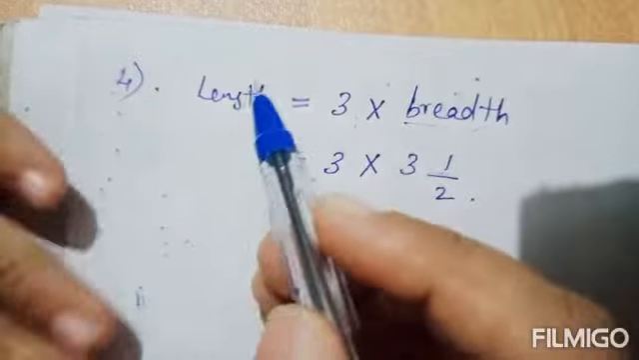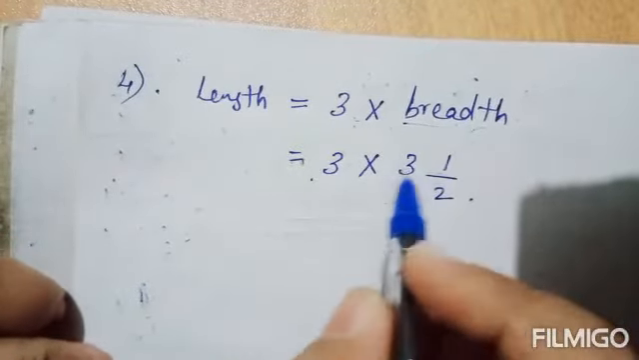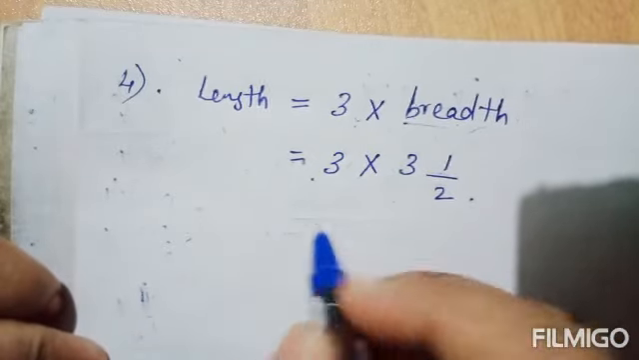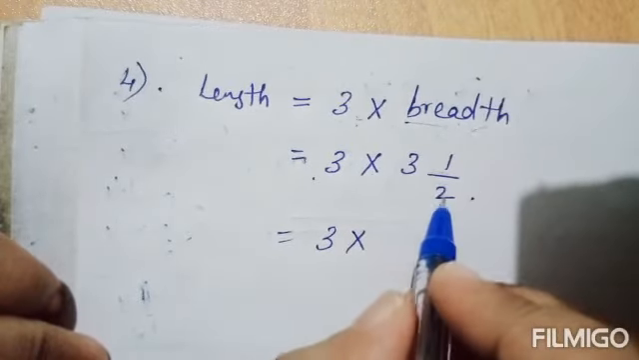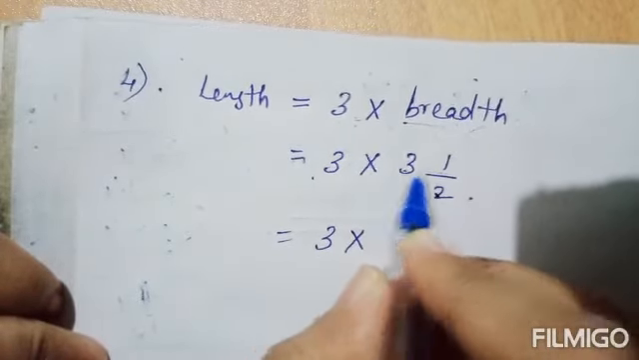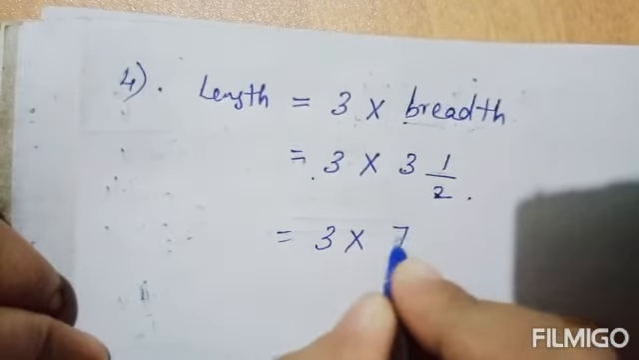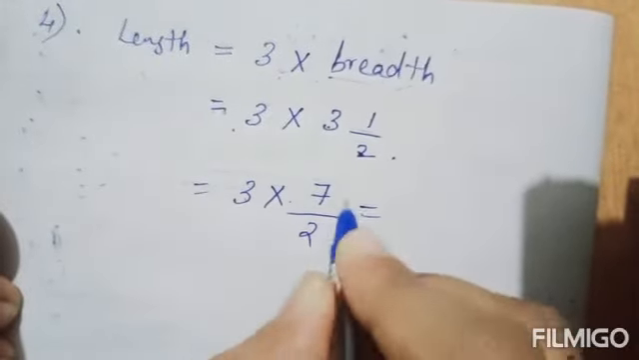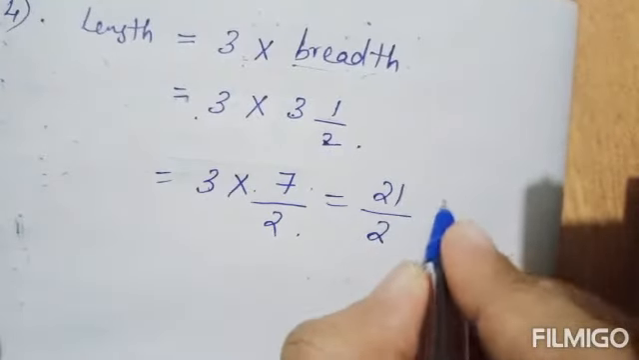So in the question it is given length is 3 times the breadth. So breadth it is given 3 1/2. So length will be 3 into 3 1/2. That is 3 into 3 1/2 you can convert to improper fraction. 2 into 3 6, 6 plus 1 7/2 you will get. Okay, so 3 into 7, 21/2 meter.